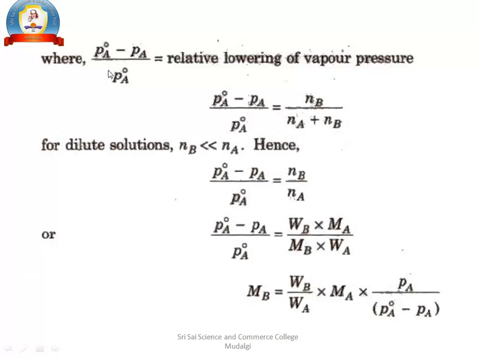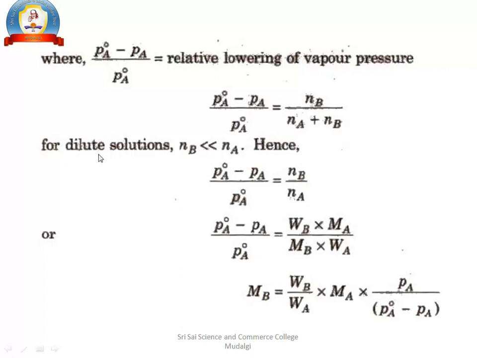So here, (P naught A minus P A) whole divided by P naught A is equal to the relative lowering of pressure of component A. Now this is also equal to Nb divided by (Na plus Nb), where Nb is the number of moles of component B and Na is the number of moles of component A. This formula we have already seen in the last class. If you have any doubts, you can see the video of the last class for concept clearance.